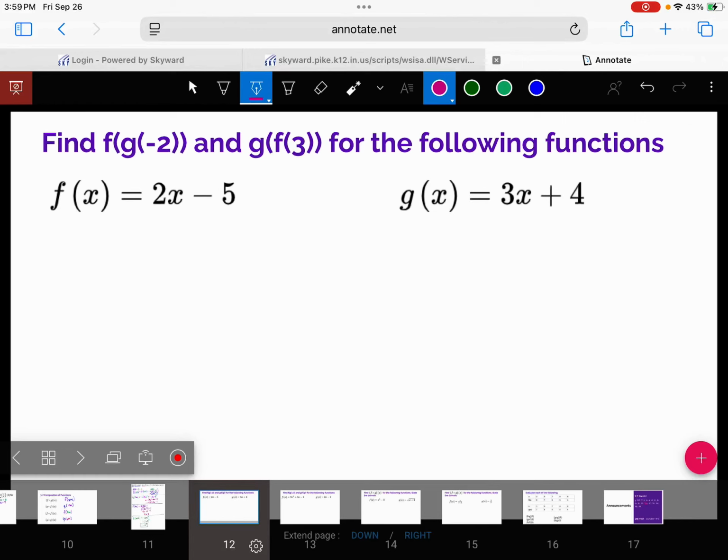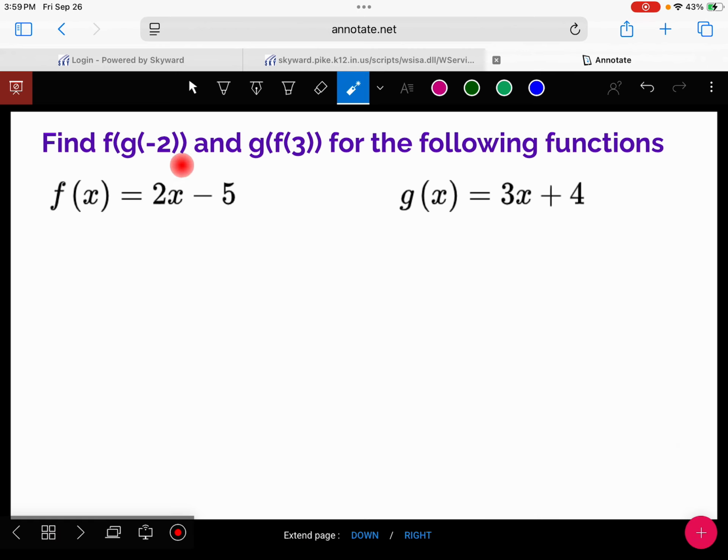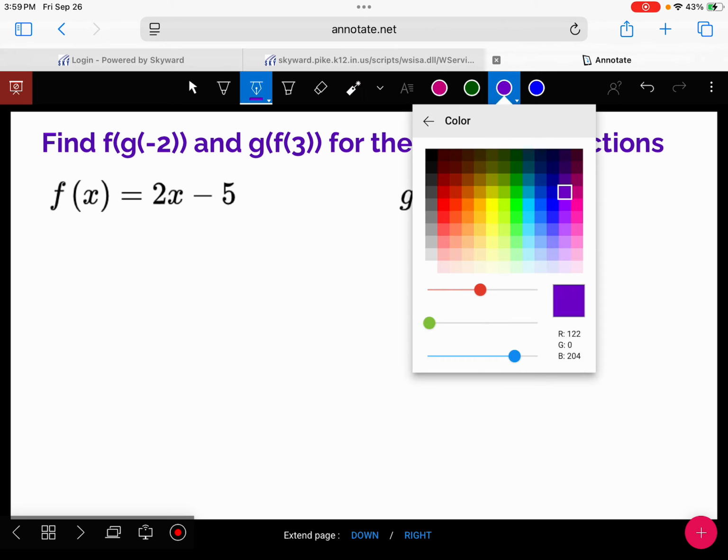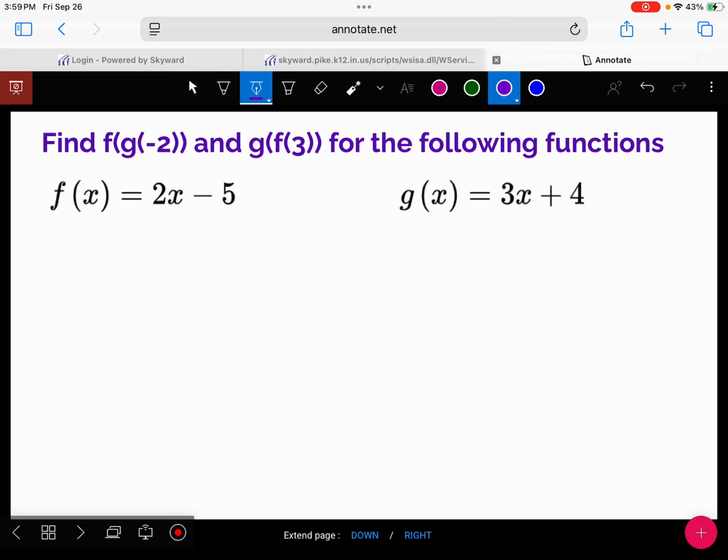When we're looking at composition of functions and we have a number that we're given, so on this first one, we're given f of g of minus 2. What we're going to do is work from the inside out trying to fill this in. So I'm going to start by doing g of minus 2 first.